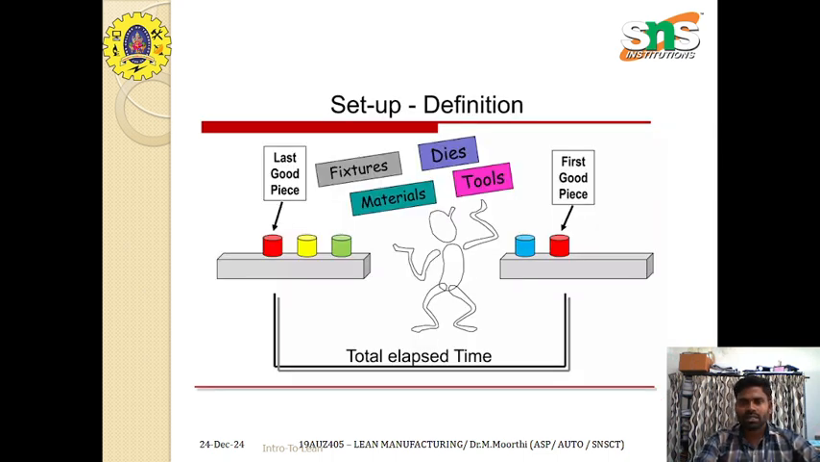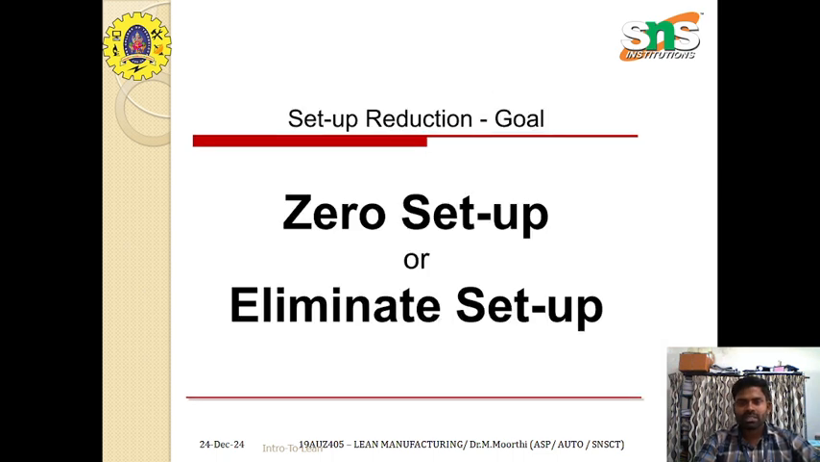The figure shows, during the starting of the process and after the completion of the work, in between, what are the factors that will consume the time. And this is our ultimate goal during the setup reduction: zero setup or eliminate setup. That is the key objective of this topic. We have to maintain a zero setup time or eliminate the setup.